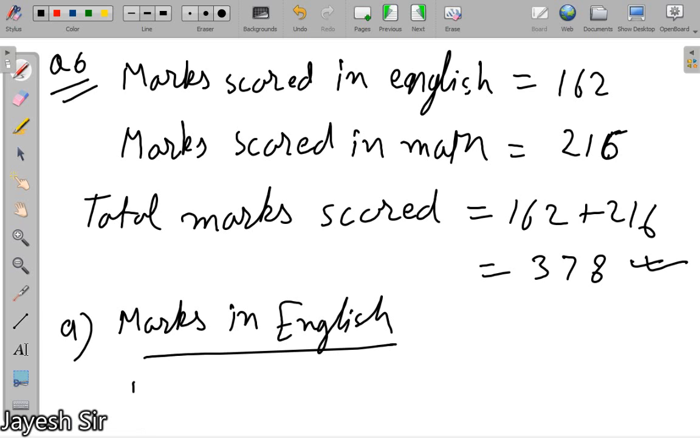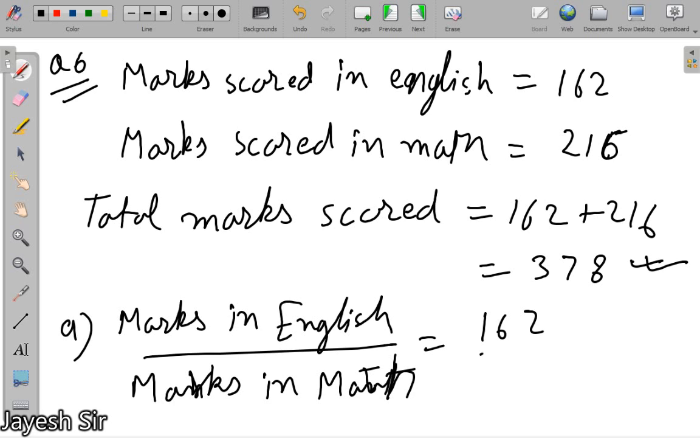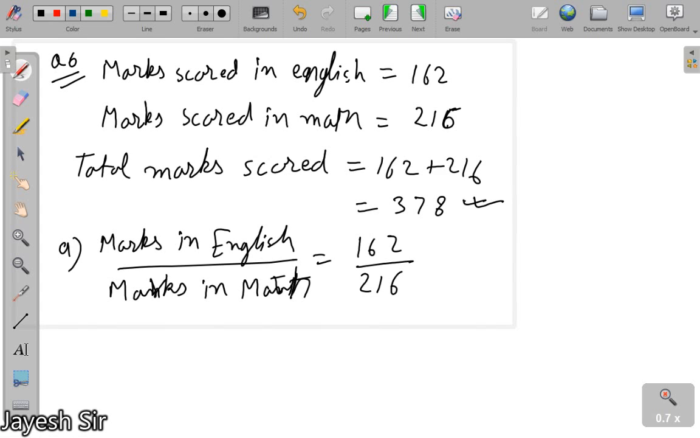In first part, we have to find out the ratio between marks in English and marks in math. So this will be marks in English is 162 and marks in maths is 216. On simplifying both of these, you will get your answer. I'm not going to do the solution for you. I'm not going to simplify that for you. I hope you can do that by yourself.